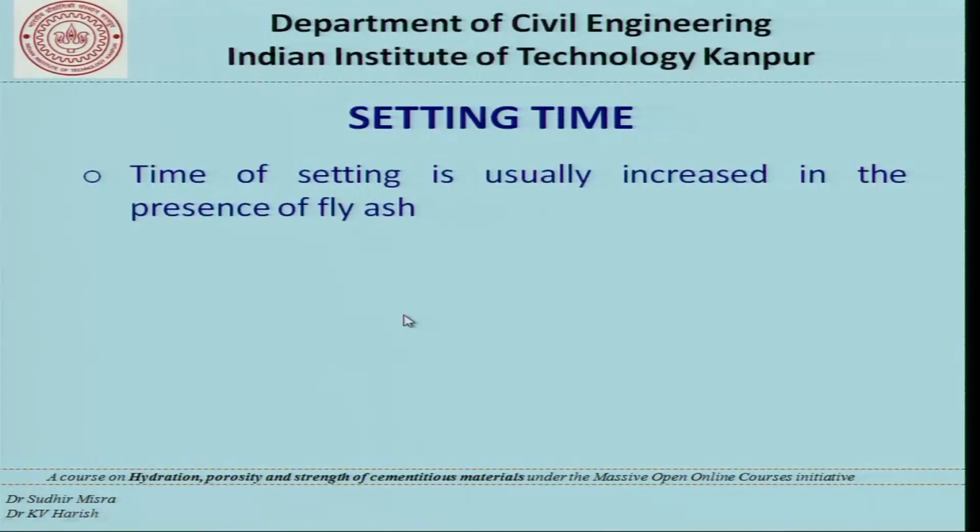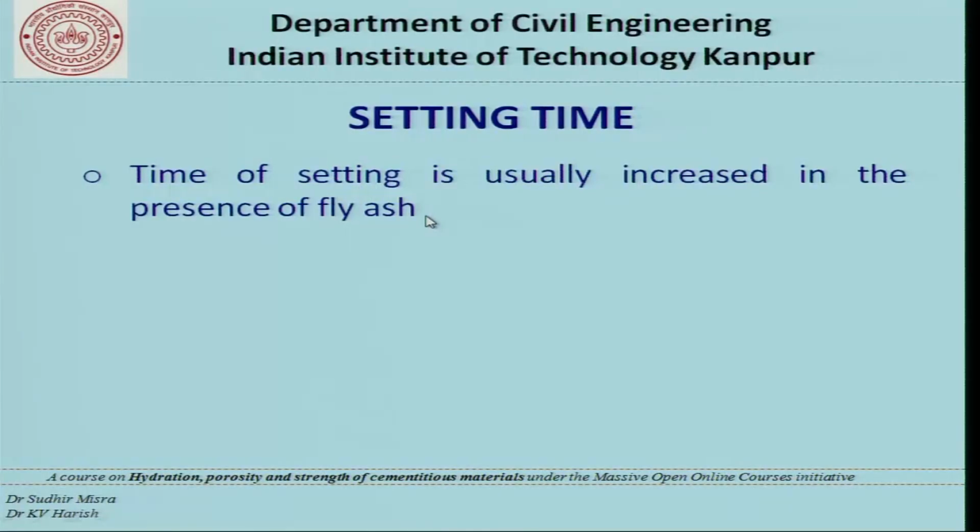Now moving on to the next property, which is setting time. The time of setting is usually increased in the presence of fly ash. This is a very important point. The reasons are not very clearly known, but one can generally understand that if you use fly ash in the mixture, we use it at a certain dosage level. So we generally tend to reduce the cement content and add fly ash into it. Cement is usually a more reactive material than fly ash, and hence many times we find that the setting time increases. We cannot call it a retarder, even though it does the function of a retarder.